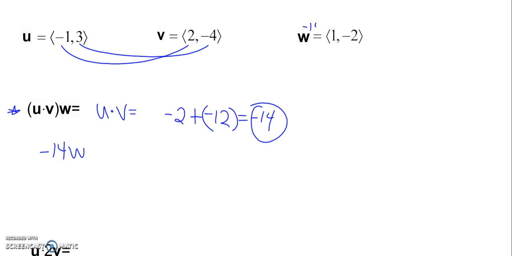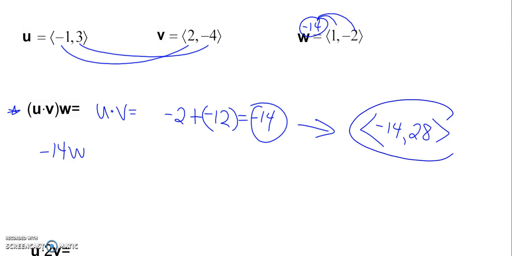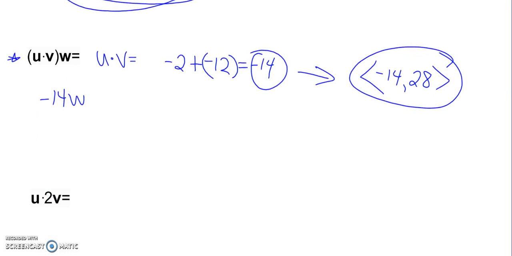My answer to this first problem is a vector, because notice I'm not doing a dot product anymore. I'm taking a scalar and multiplying it times a vector. -14 times w gives -14, 28. There's my answer. I did a dot product, and then I took that scalar and multiplied it times a vector.